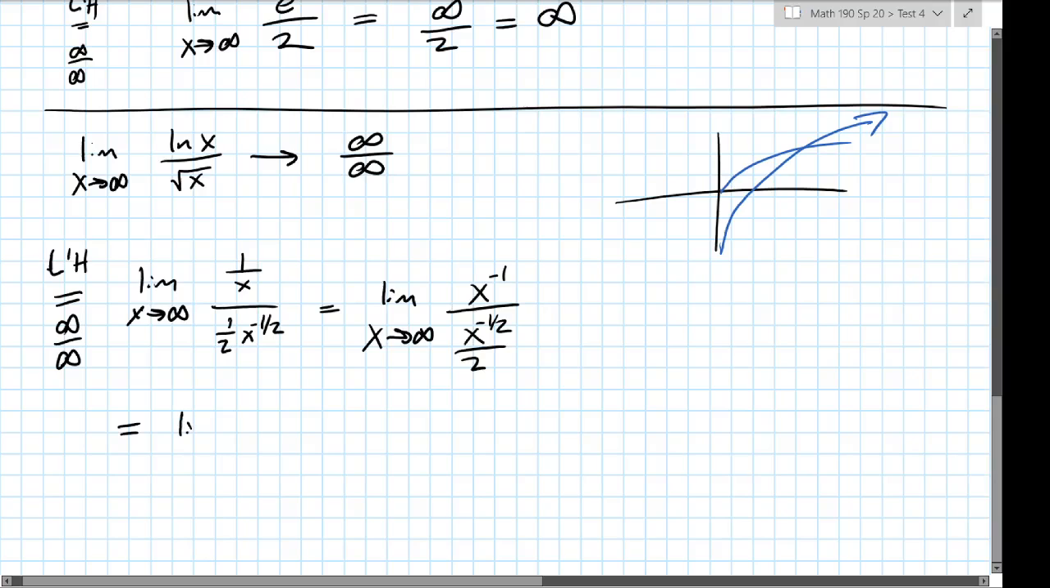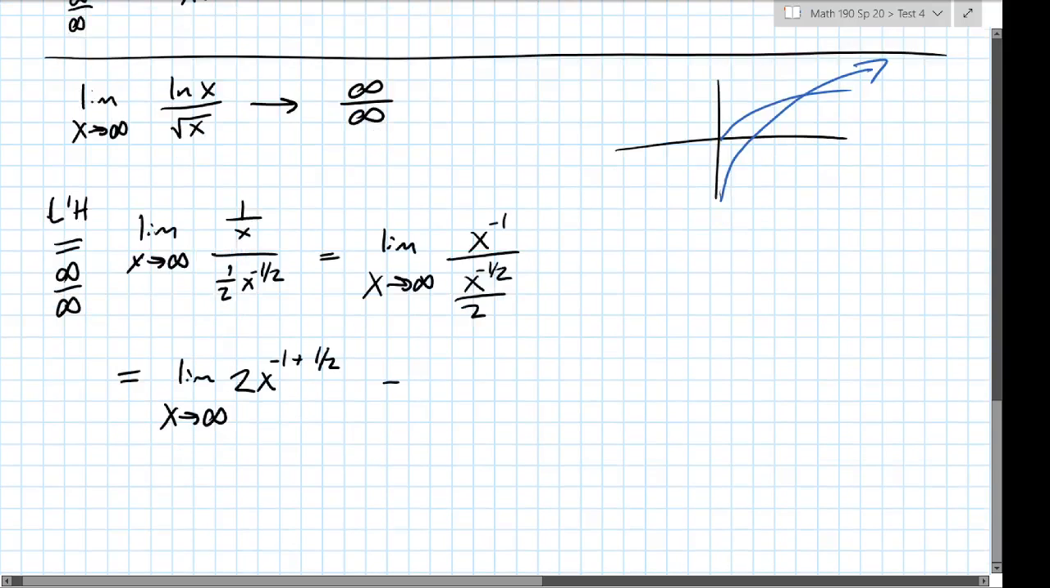So this gives us x to the negative 1 plus 1/2, all times 2, which is the same as 2 divided by x to the 1/2. As x approaches infinity, the top remains a constant, the bottom grows large, and this limit goes to 0.